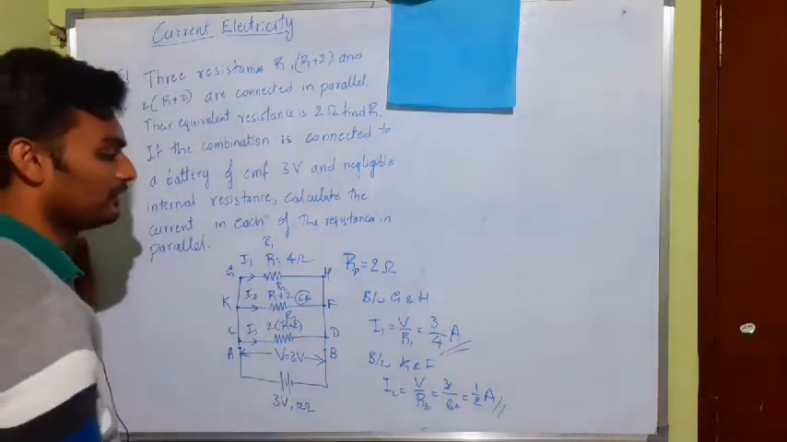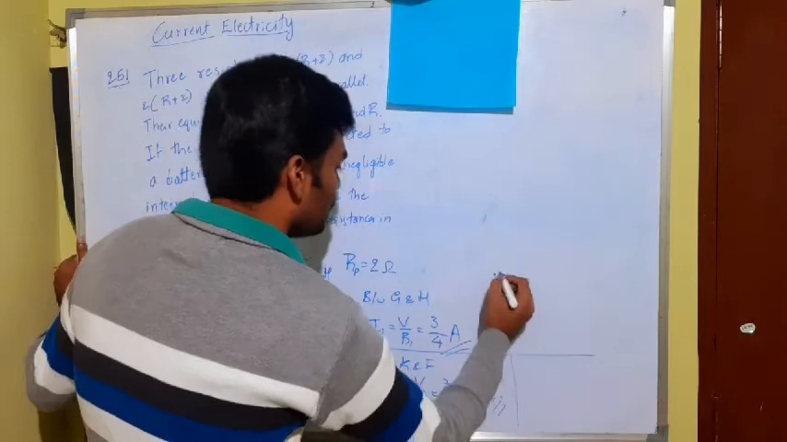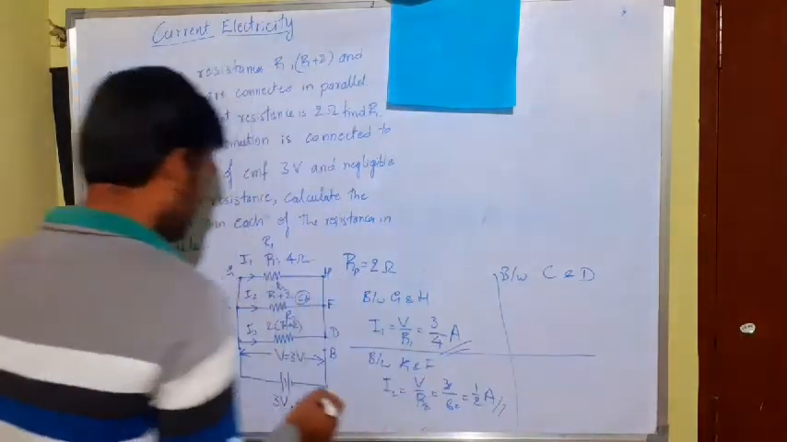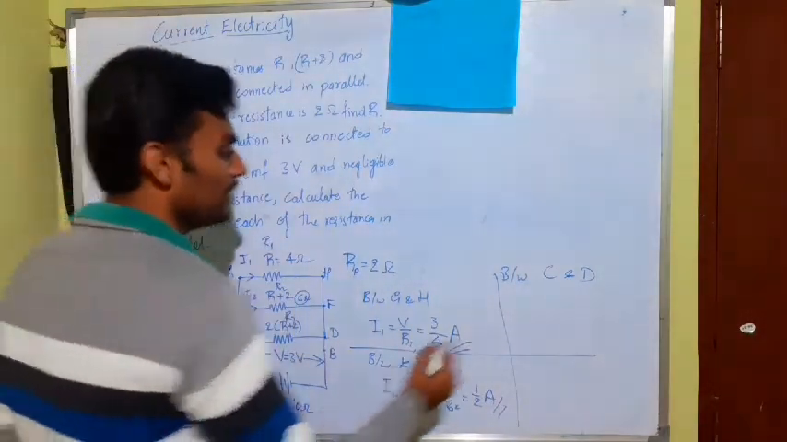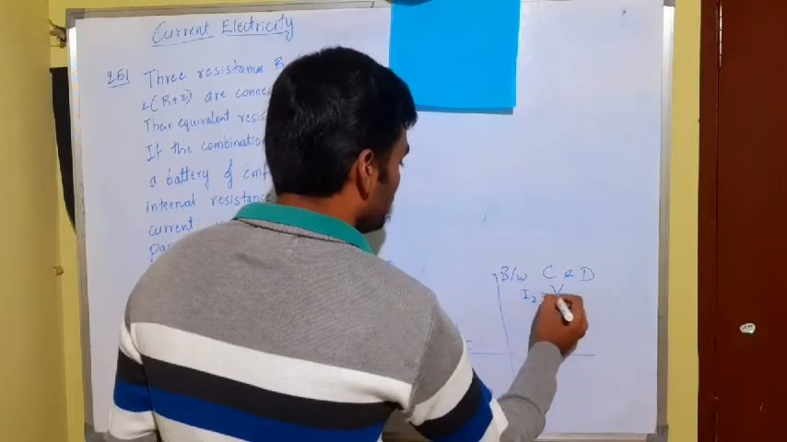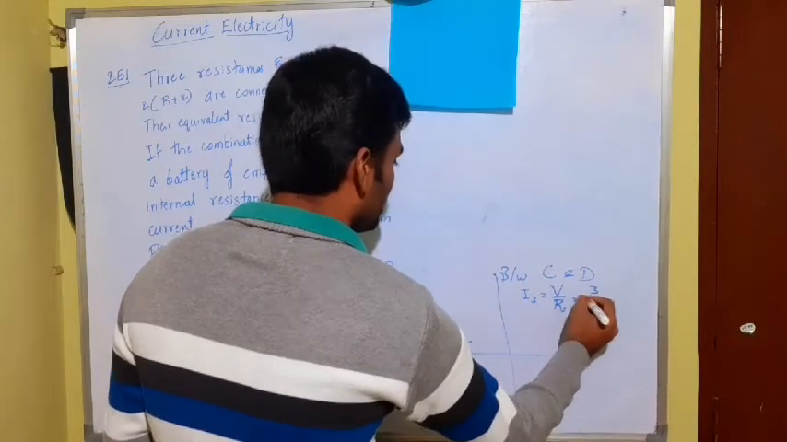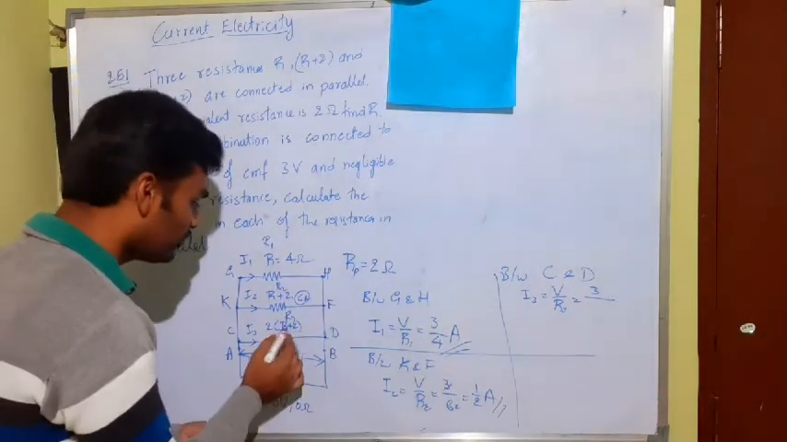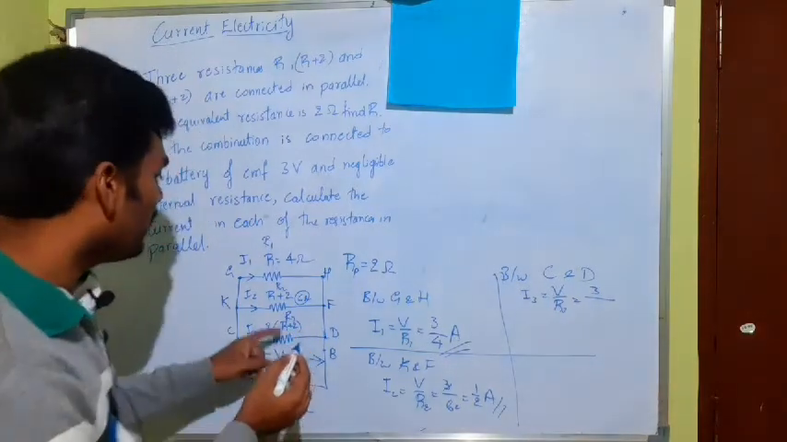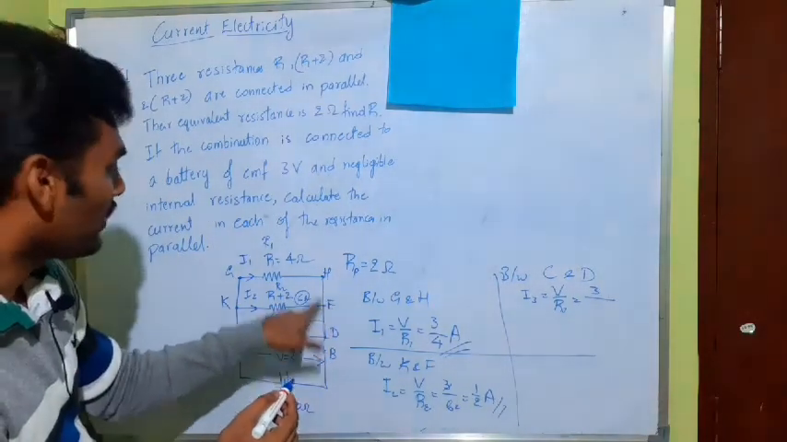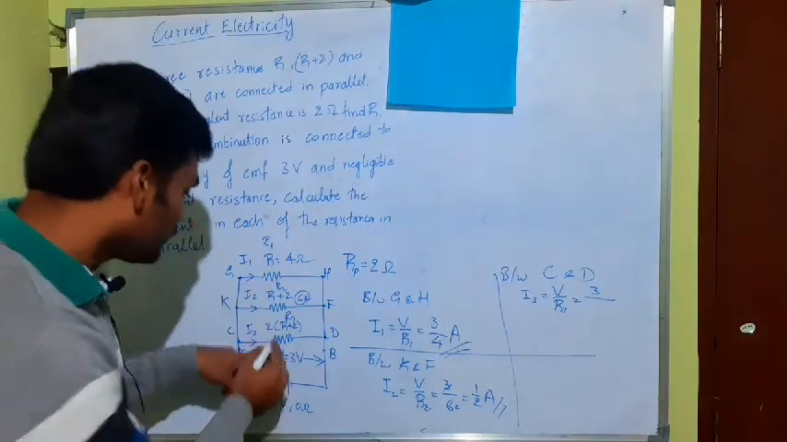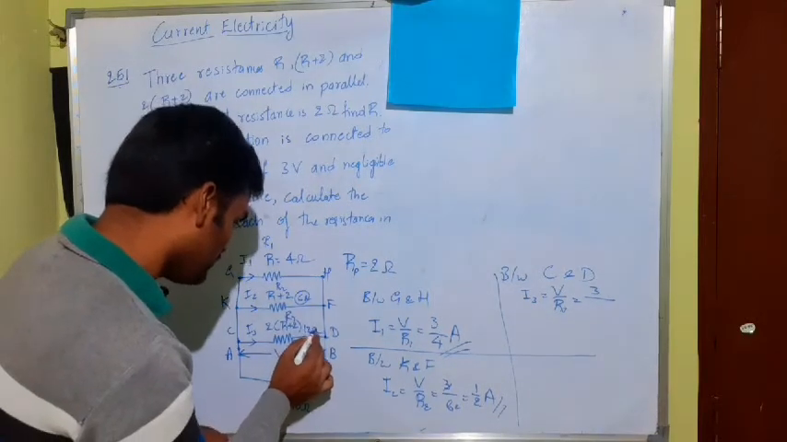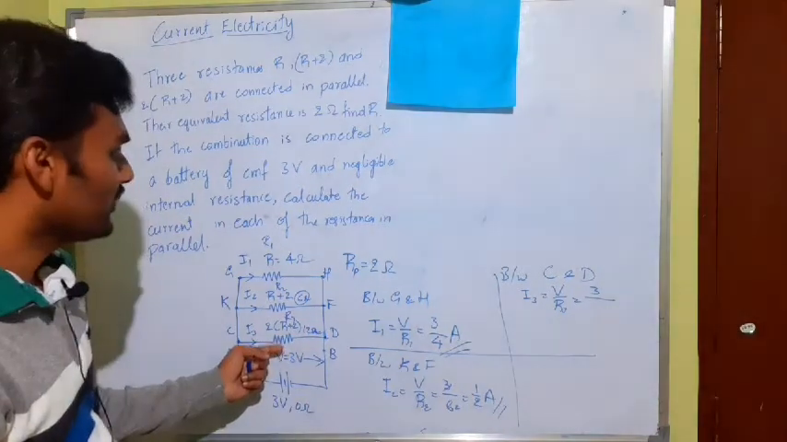Okay, I2 is half. Similarly, between C and D, we have the current flowing I3, which is equal to V by R3. V is 3 volt. What is R3? R3 is 2 of R plus 2. Oh, wait a minute. I'm sorry, not R2, R. Okay, R is 4 ohm. So it's 4 plus 2, 6. 6 twos are 12 ohm. Right? 12 ohm is the resistance which shall be considered as R3.